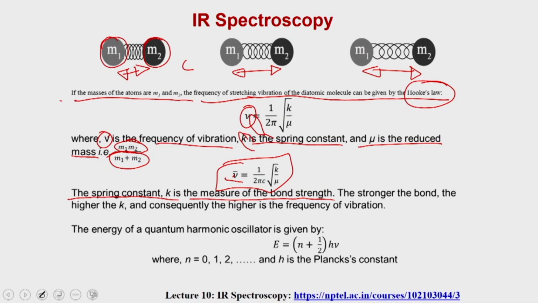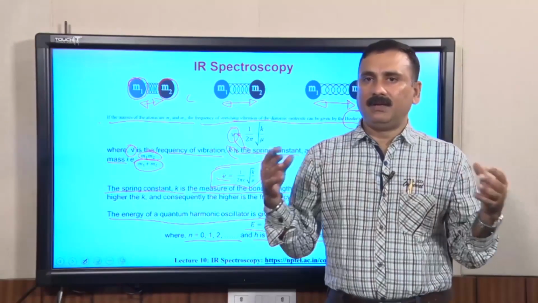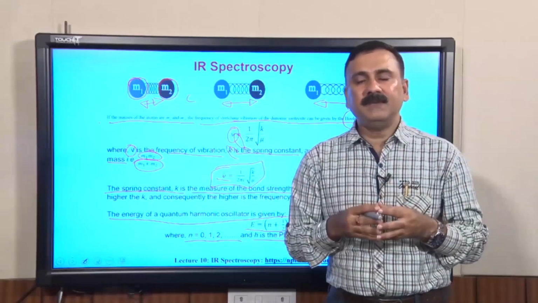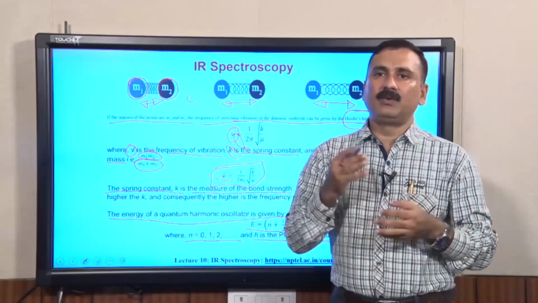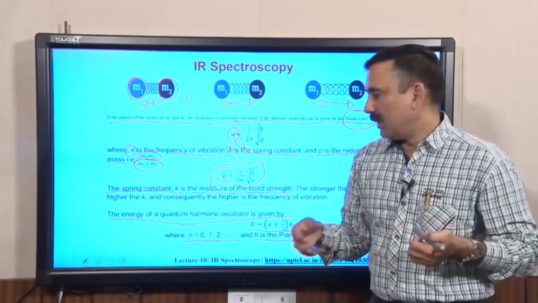And if you would like to calculate the energy associated with this particular type of motion, you can calculate the energy by using this formula: E = (n + 1/2) hν, where n is 0, 1, 2 and h is the Planck constant. So with Hooke's law, you can calculate the vibrational frequency, as well as the energy associated with the vibration of this particular molecule.